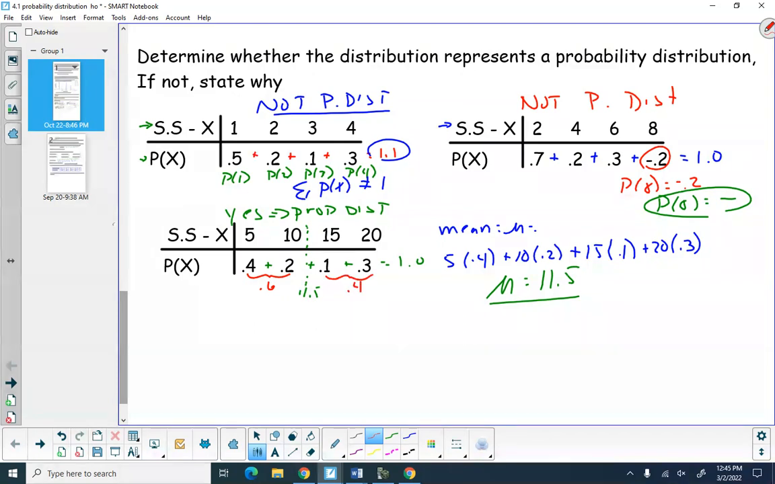So we have a 40% chance of getting a 15 or 20. We have a 60% chance of getting a 5 or a 10. So we have a higher chance to get a 5 or 10 than we do a 15 or 20. My middle number would be 12.5, the middle between 10 and 15. That would be true if I had equal weight on both sides. But since I'm weighted a little bit more to the left, my mean is going to shift a little bit more to the left.